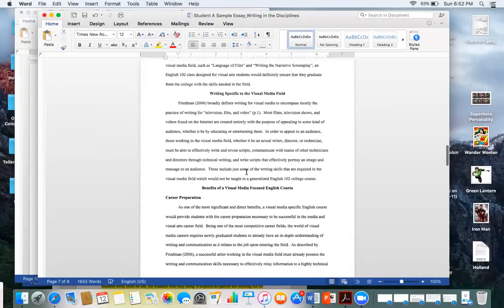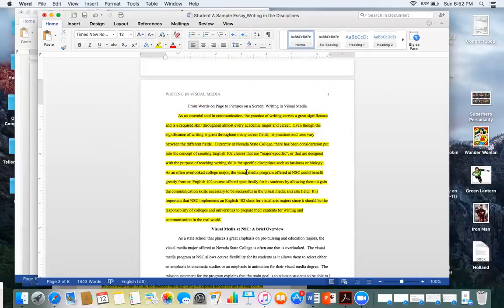It was only about 5 pages long, 5 full pages long. But let's break it down. Let's see what they did well in this introduction with their thesis statement. If you notice, in this first sentence, they really start with this general idea of communication in the practice of writing, and this idea that communication is important across these academics and majors.